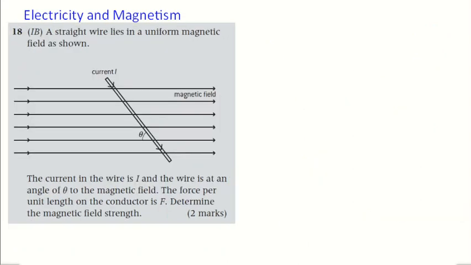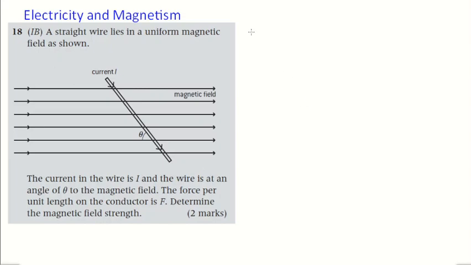Alright, so take a look at this problem here. It's the second situation in which we have the effect of a magnetic field, which is produced by a current flowing through a wire. And how does it interfere with other magnetic fields which are already there? So we've got a straight wire. It's a uniform magnetic field, so it's constant, it doesn't change. Now the current in the wire is I, and the wire is at an angle theta to the magnetic field. The force per unit length on the conductor is F. Determine the magnetic field strength.